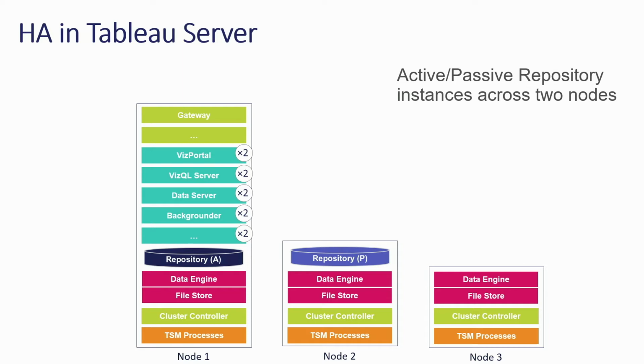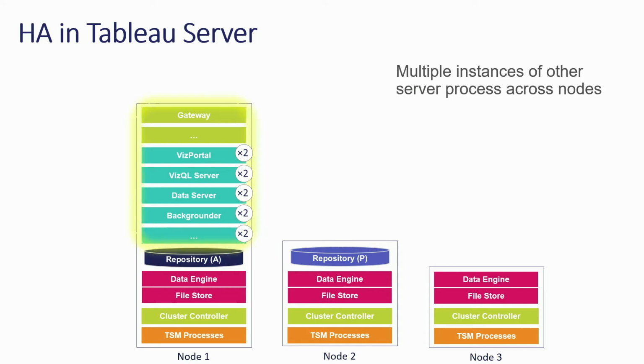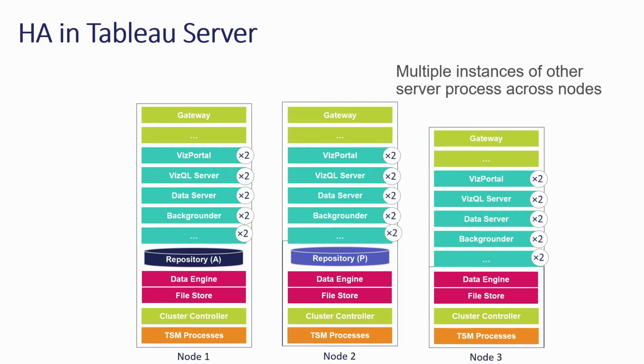And if the active repository were to go down, there would be a failover process, and it would switch over to the passive. So this is what we need to do to make the repository highly available. The rest of these processes are a bit easier to consider because they're basically stateless. To add redundancy to the system and eliminate these single points of failure, we're just going to go ahead and put them across all the machines like this.